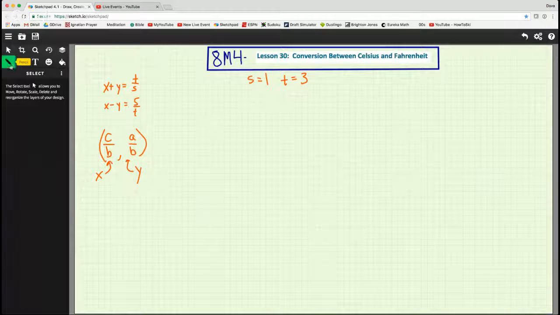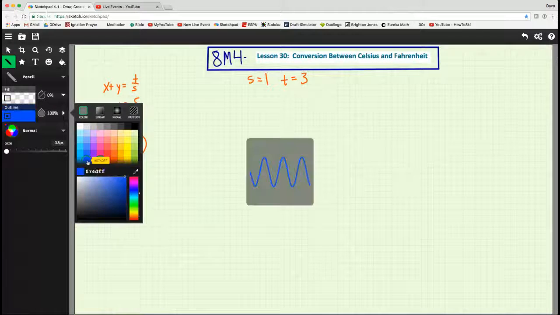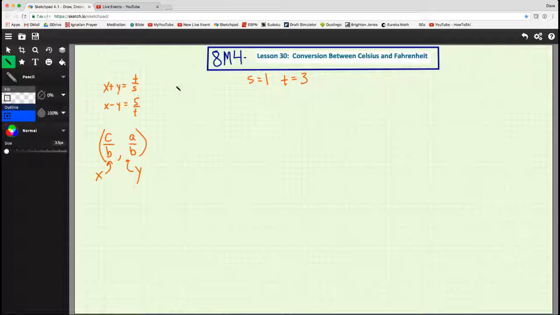Okay, let's do this in a different color. So we have to solve the simultaneous equations x plus y equals t over s and x minus y is equal to s over t. Remember, elimination is always going to be our first step when we're using this formula. So we get 2x equals 10 thirds.